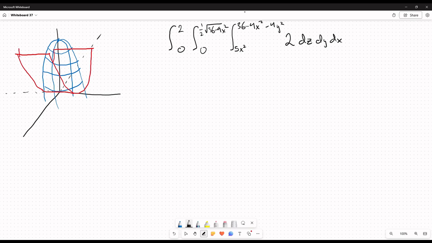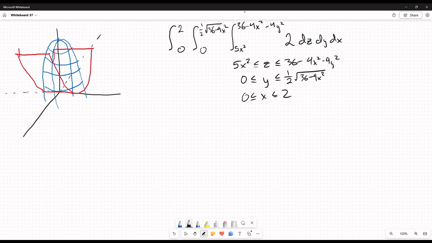Well, these bounds of integration secretly give me 3 inequalities. One of those inequalities is that 5x squared is less than or equal to z is less than or equal to 36 minus 4x squared minus 4y squared. The next inequality is that 0 is less than or equal to y is less than or equal to 1/2 square root of 36 minus 9x squared. And last but not least, my last inequality is that 0 is less than or equal to x is less than or equal to 2. So those are my 3 inequalities.